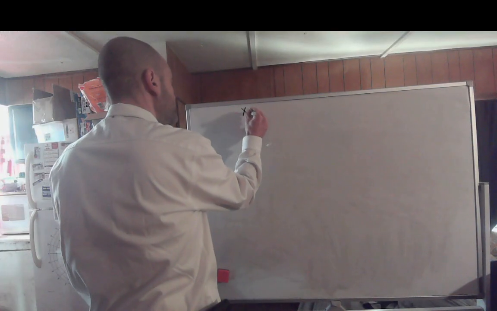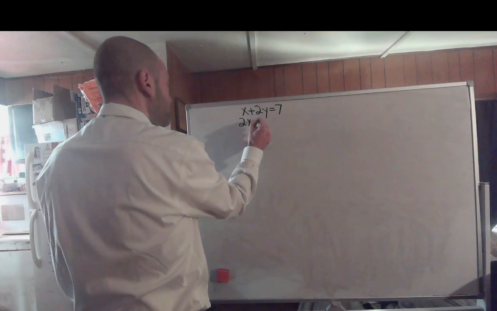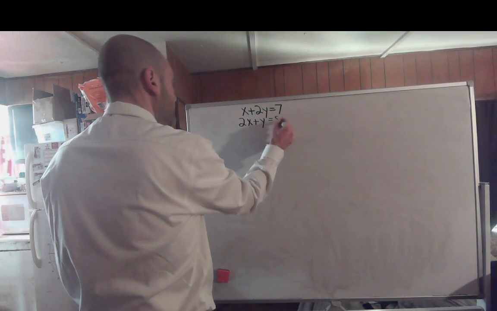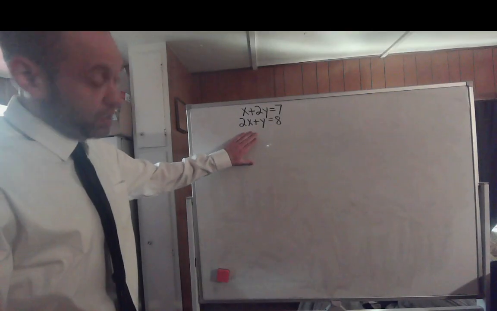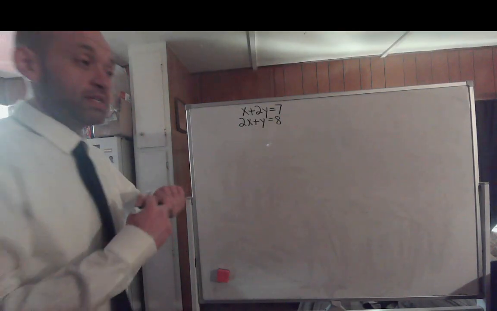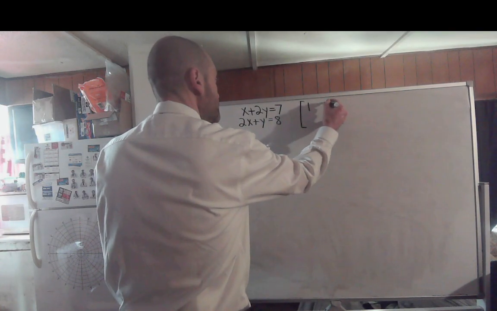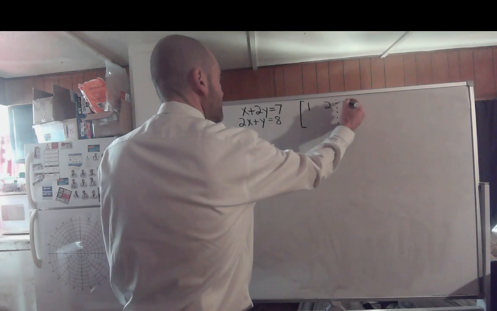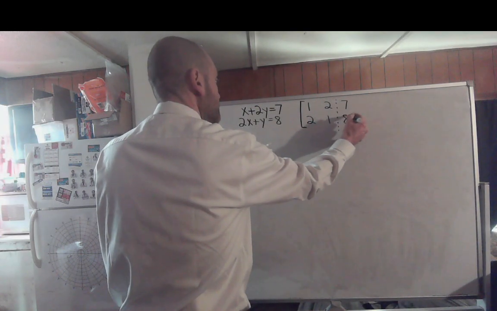Alright, so we have x plus 2y equals 7, and then we have 2x plus y equals 8. So here's your system, x plus 2y equals 7, 2x plus y equals 8. Well, let's convert this into an augmented matrix, of course. We'll start there. So you have 1, 2, and then 7 to the right of the augmentation line. Then you have 2, 1, and 8.